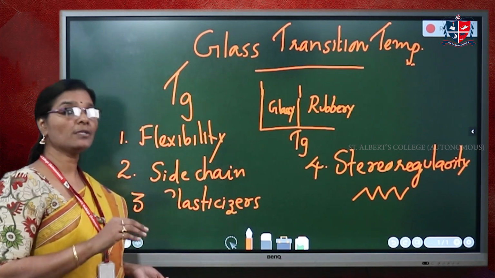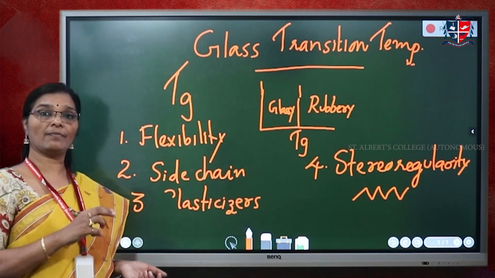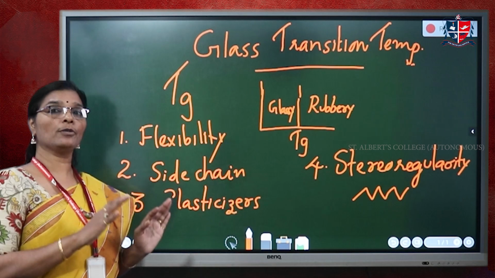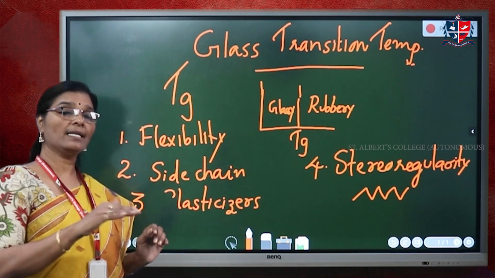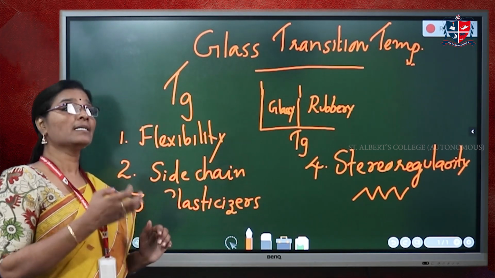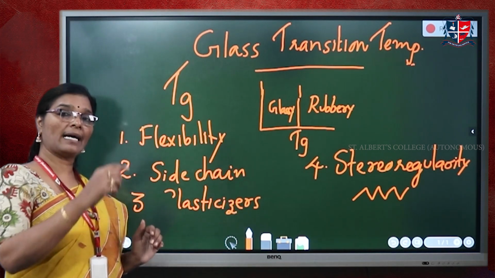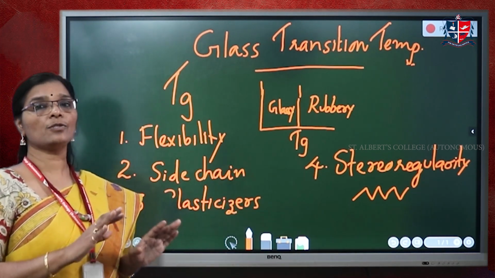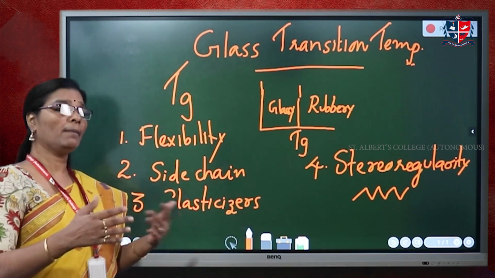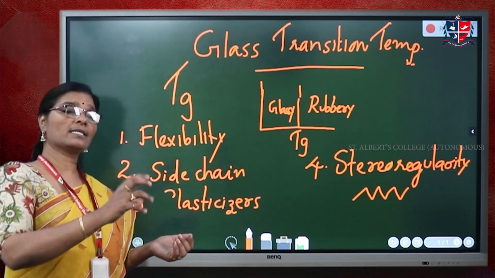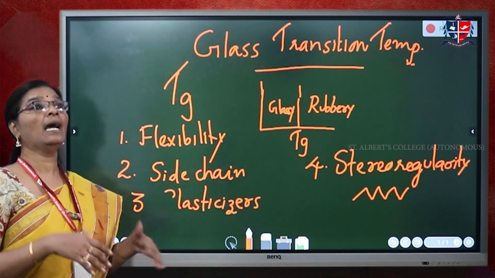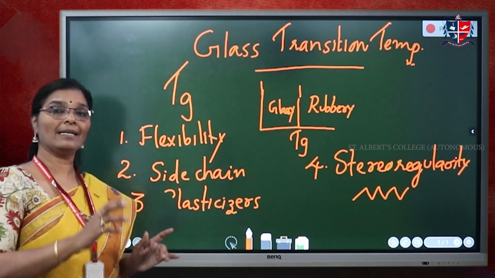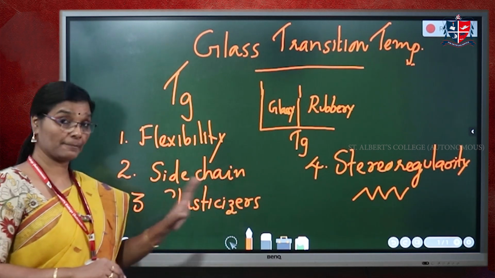So, based on stereo regularity, polymers are classified into three categories. Isotactic: the substituent groups are properly arranged either below the plane or above the plane. Syndiotactic: the substituent groups are arranged in a zigzag pattern. And atactic polymers: there is no proper arrangement. Maybe the first three or four substituent groups are arranged below the plane, and after that they are above the plane. There is no proper arrangement, so it is called atactic polymers.